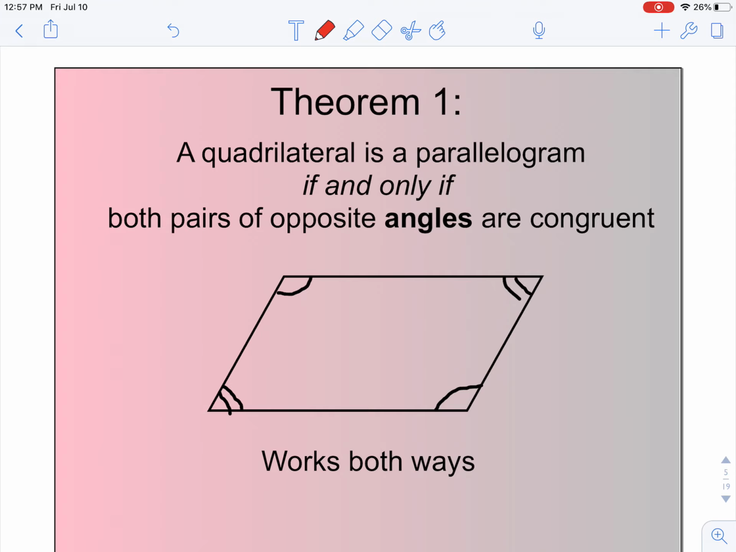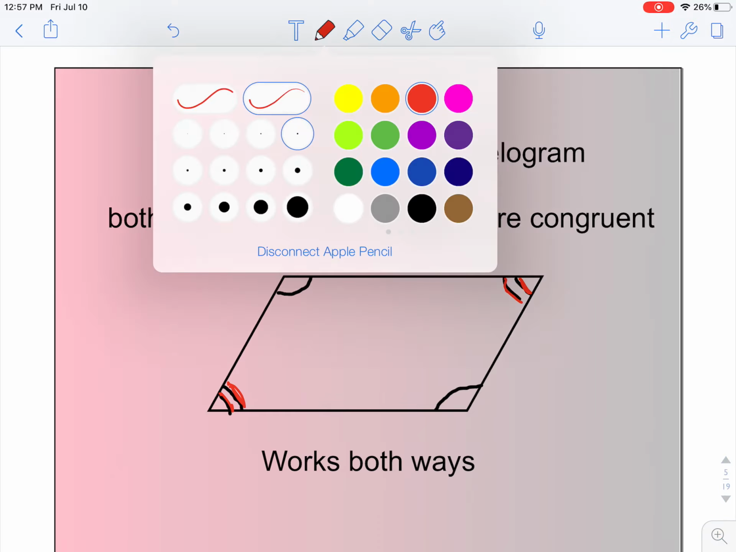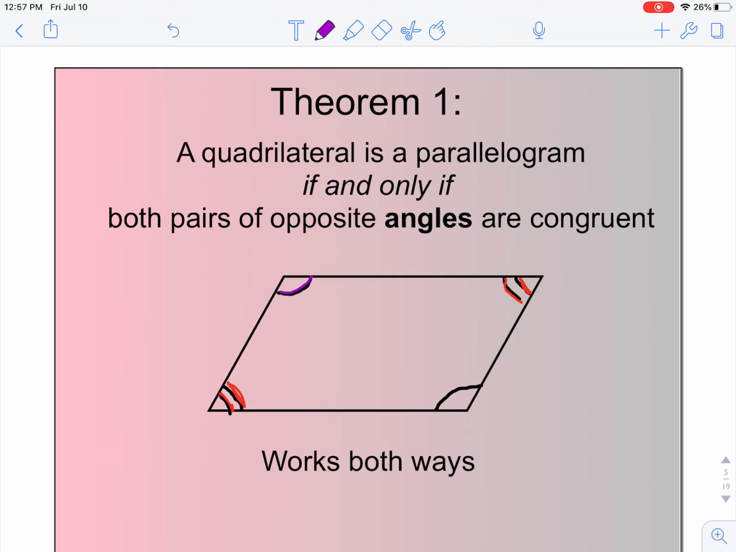So if some of your conjectures were correct, a quadrilateral will be a parallelogram if and only if both pairs of opposite angles are congruent. So what we have learned here is, and maybe this is what your conjecture was, but both pairs of opposite angles here have to be congruent. So if I tell you that it's a parallelogram, then you know that both pairs of opposite angles are congruent. But it's vice versa also.